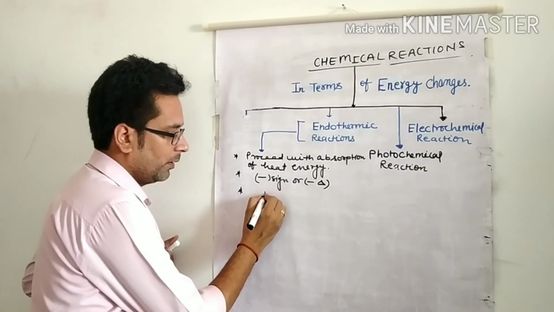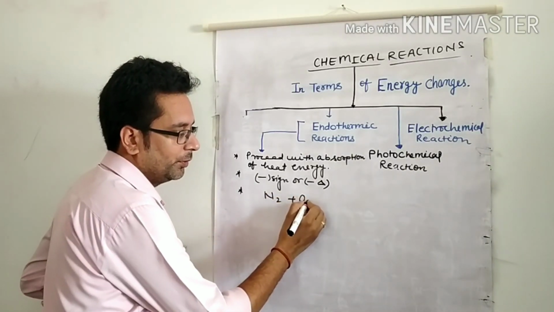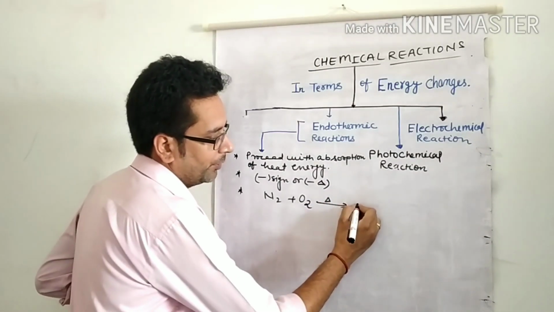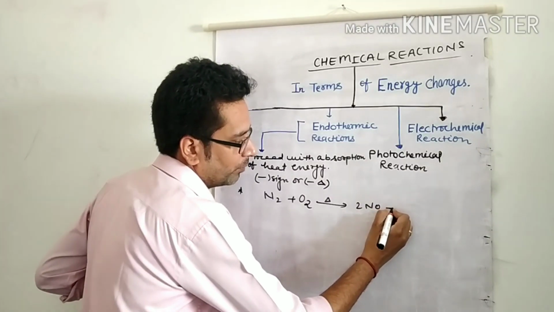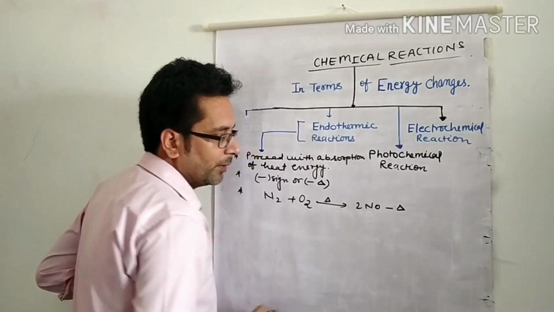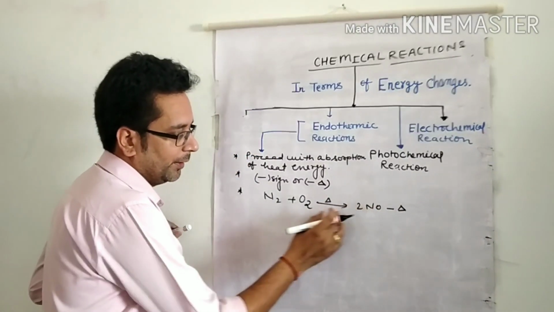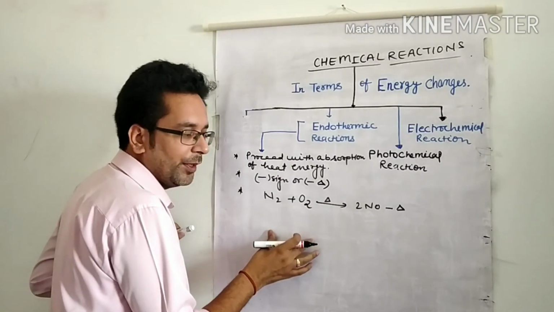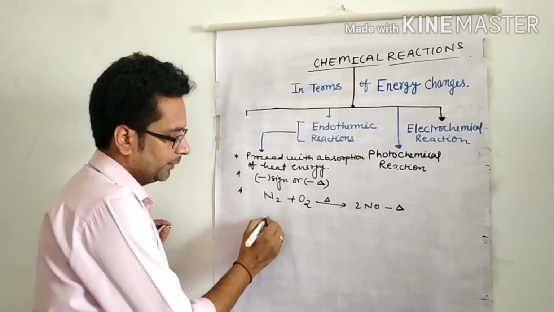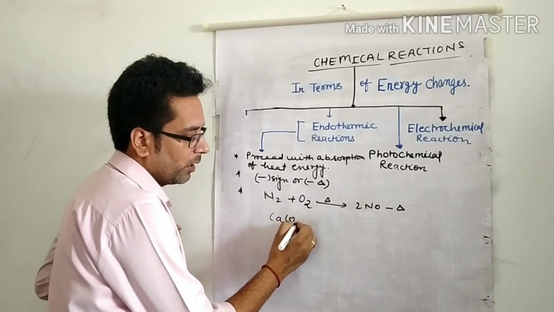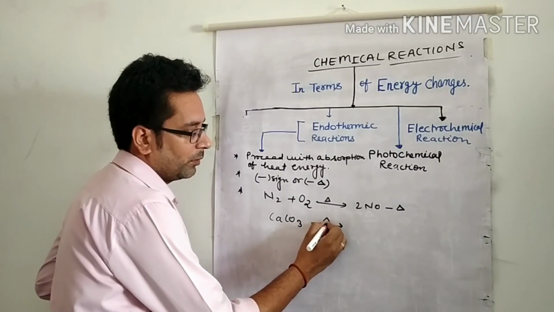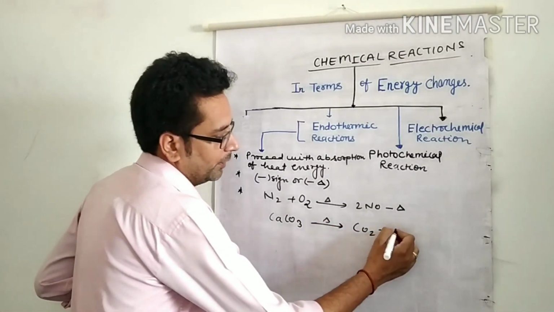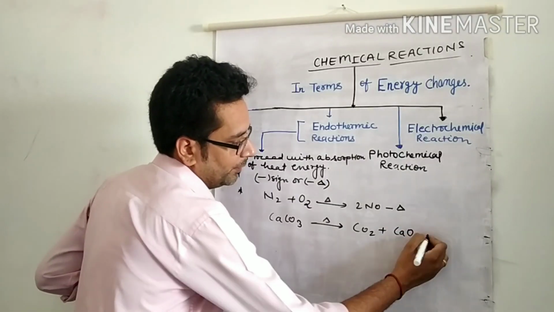Example: N2 plus O2 on heating gives 2NO minus delta. It means in this reaction energy is absorbed. Next example: calcium carbonate gives carbon dioxide plus calcium oxide.